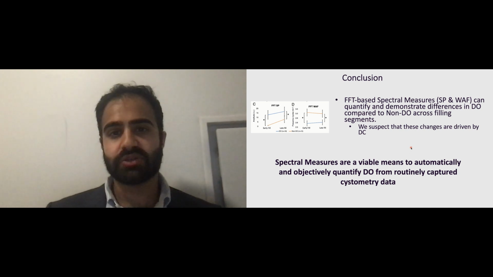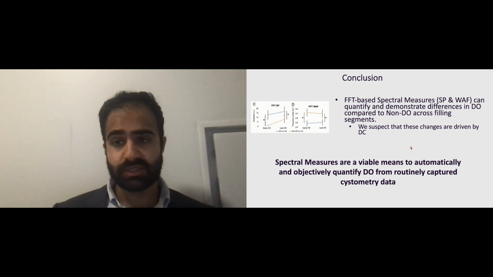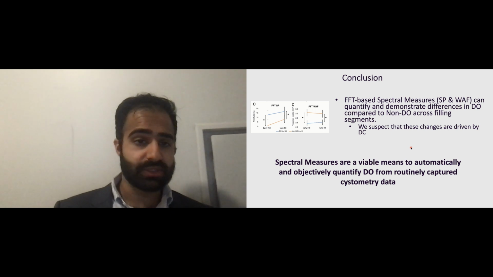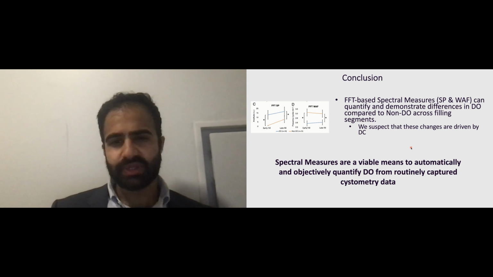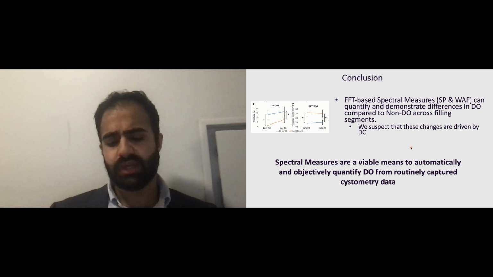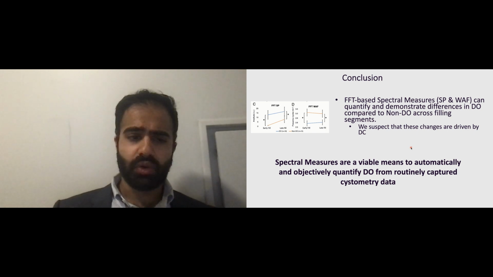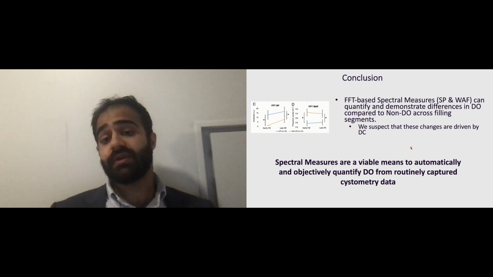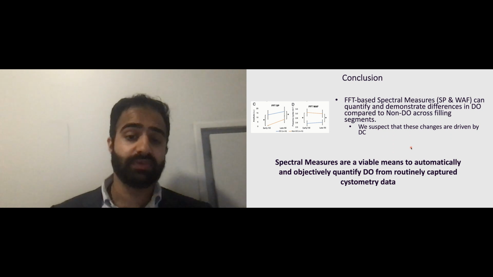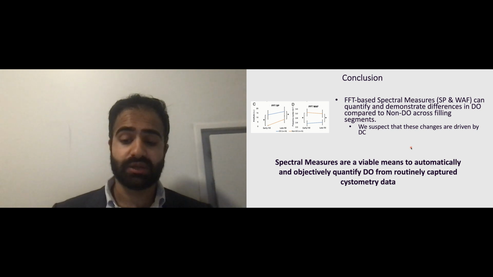So in conclusion, these spectral measures are able to both quantify and demonstrate differences in DO compared to non-DO cystometry across filling segments early and late. We do believe that these changes are primarily driven by the Detrusor contractions themselves, and this will be a topic of future work for us to verify that. But as a whole, we can then say that spectral measures are a potential viable means to automatically quantify DO and also objectively quantify DO, most importantly using routinely captured cystometry data.